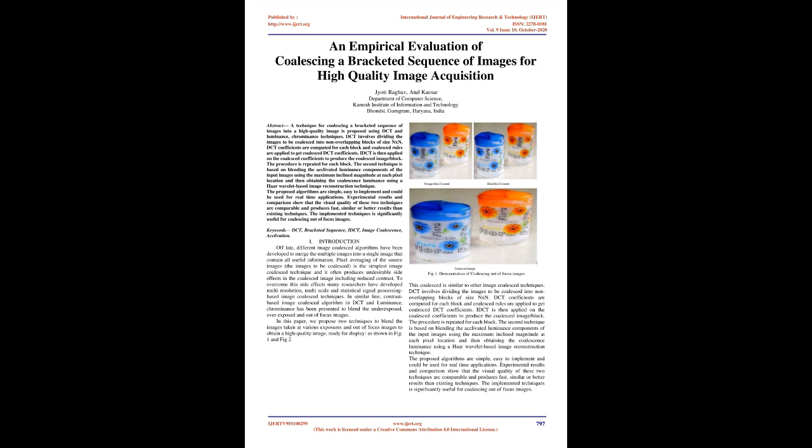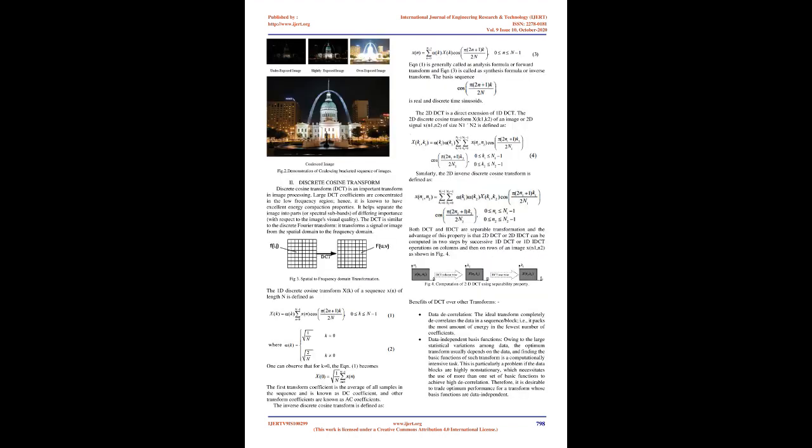This coalescence is similar to other image coalescence techniques. DCT involves dividing the images to be coalesced into non-overlapping blocks of size n×n, and DCT coefficients are computed for each block, and coalescence rules are applied to get coalesced DCT coefficients. IDCT is then applied on the coalesced coefficients to produce the coalesced image block. The procedure is repeated for each block.